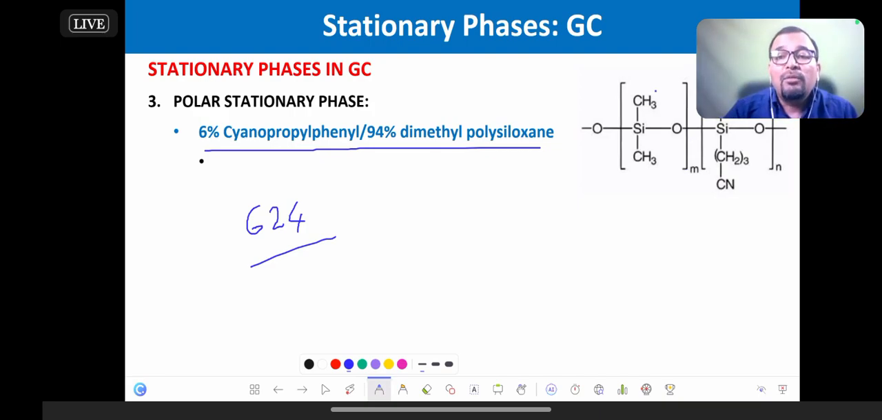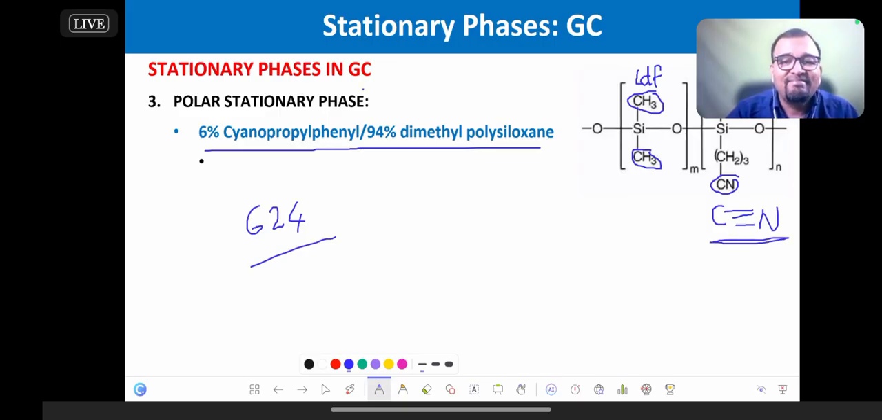columns. Now there is again a dimethyl component over here. So what interaction does the dimethyl bring? LDF. Type in LDF in the comment box if you understand. So LDF will be brought by dimethyl. Now there is a cyano group over here. Cyano, C triple bond N. If I write it differently, I can write it this way. Now, is it a polar body or non-polar body? C triple bond N.